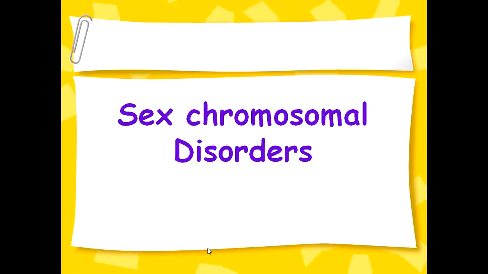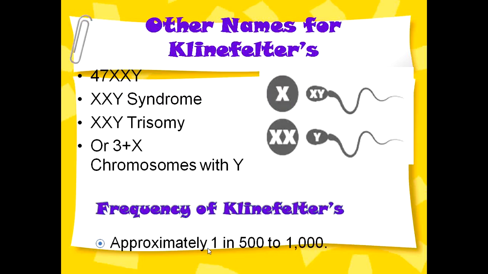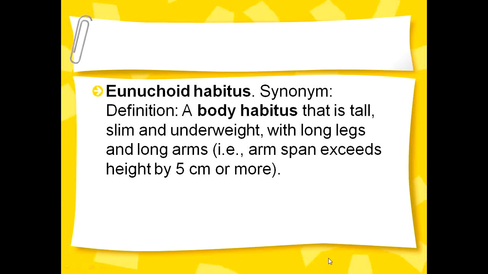Moving on to sex chromosome disorders. Klinefelter syndrome causes male hypogonadism. It's named after Dr. Henry Klinefelter. Also named XXY syndrome, XXY trisomy. Incidence is 1 in 500 to 1000. Eunuchoid habitus: a body habitus that is tall, slim, and underweight with long bones and long arms. Arm span exceeds height by 5 cm or more.